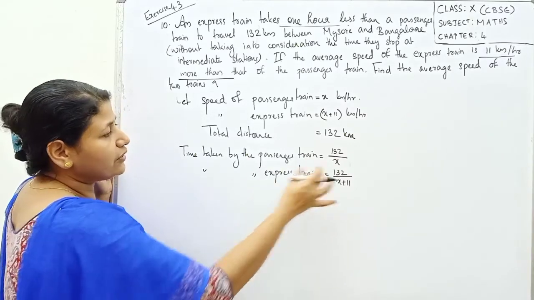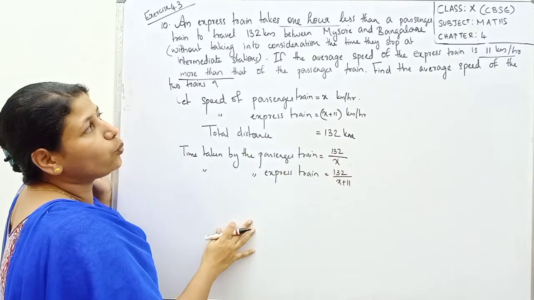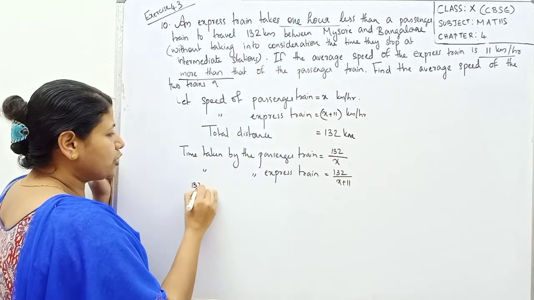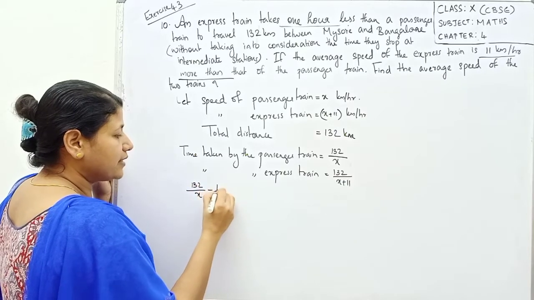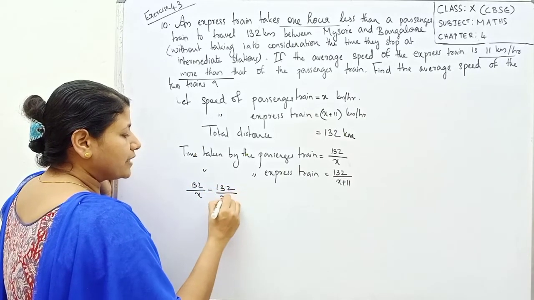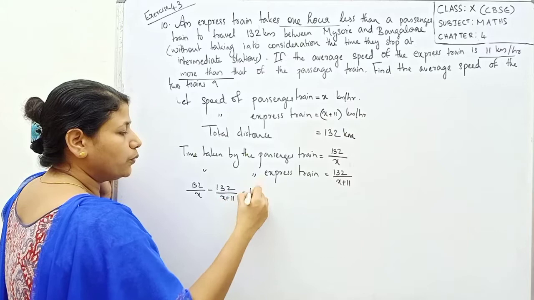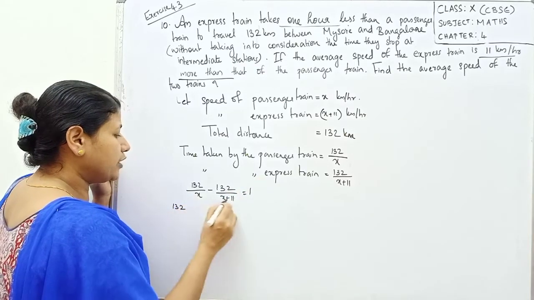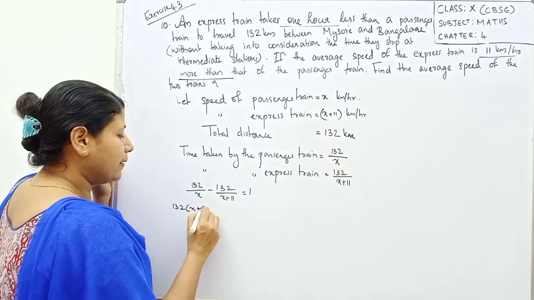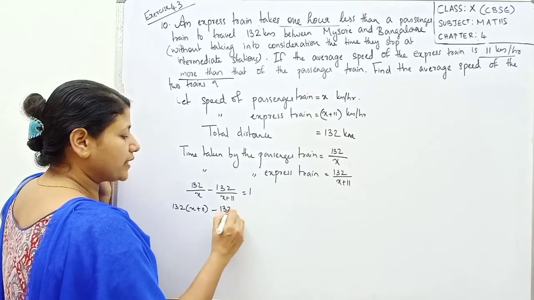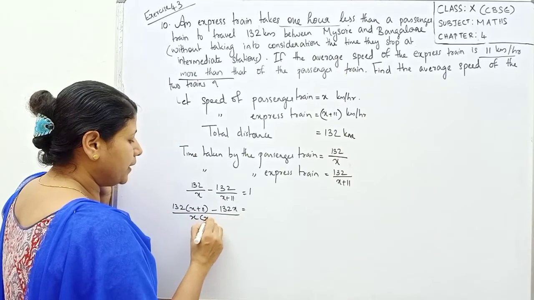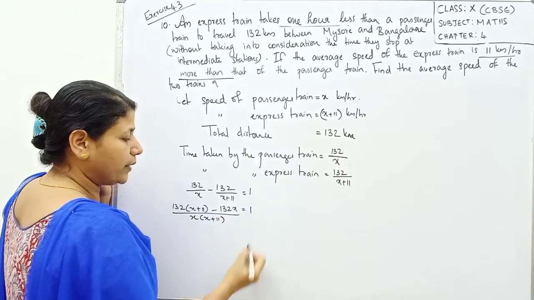So we can find the difference between these two. It will be 1 hour, which is given in the first line itself. Okay. So we can write 132 by x minus 132 by x plus 11 equal to 1. Now we can cross multiply: 132 into x plus 11 minus 132 into x, which is 132x, equal to x into x plus 11, which is equal to 1.